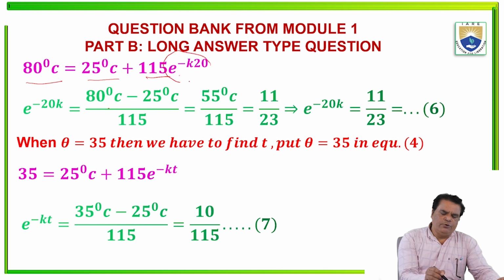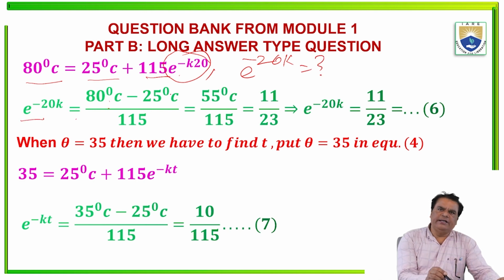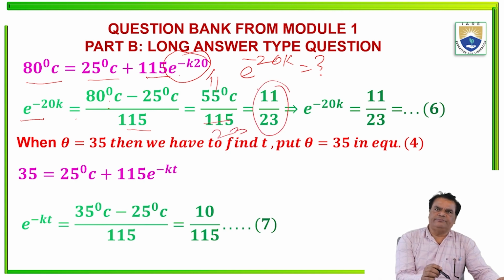So we have to find the value of e to the power minus 20k. So e to the power minus 20k equals (80 minus 25) degrees Celsius upon 115. This equals 55 upon 115. Dividing by 5, 5 ones are 5, 5 twos are 10, 5 threes are 15, so we get 11 by 23. This is the e to the power minus 20k.